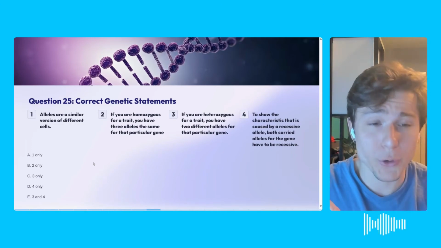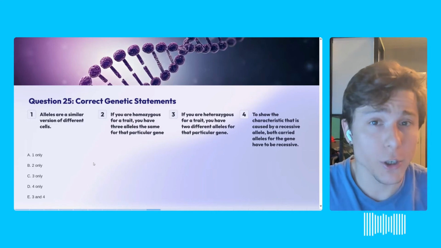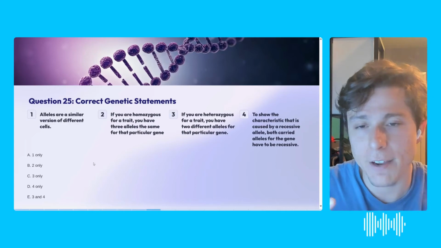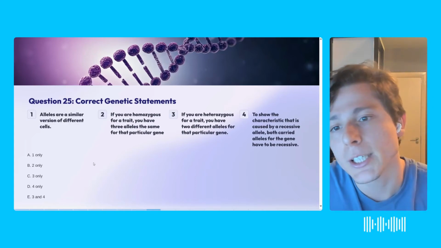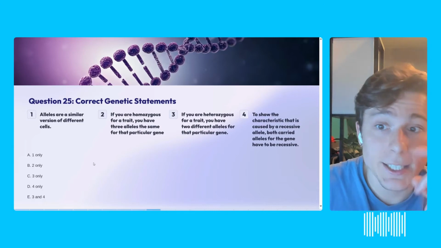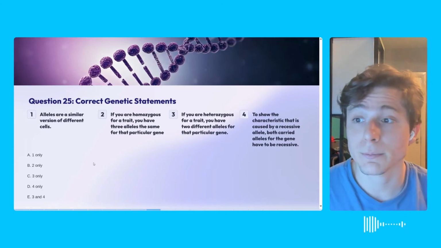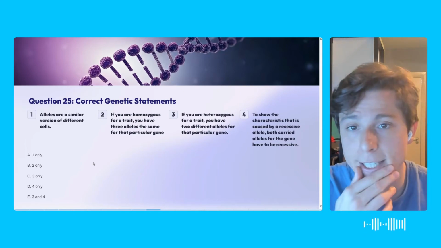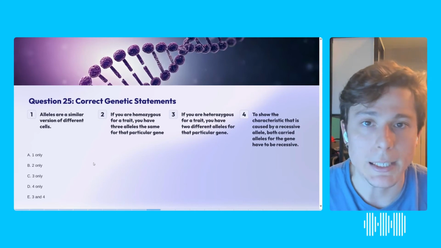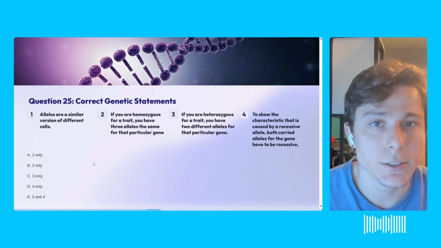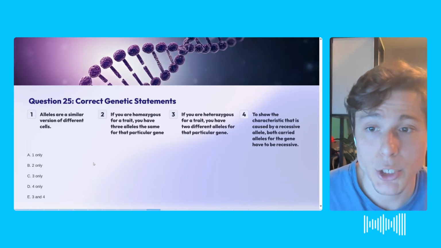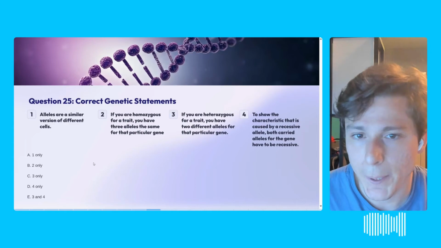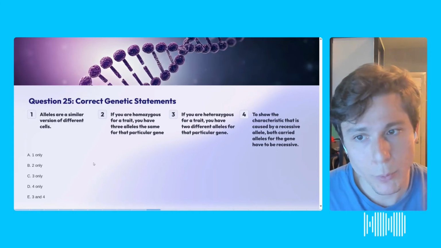It's important to remember that we have genes that determine our characteristics, and these genes can have different ways of expressing themselves, different variations, and these variations we call alleles. These alleles usually come in pairs, so we can have two different alleles, but some characteristics can result from 3 or 4 or 5 different alleles. Like for example blood type, it's determined by 4 different alleles. So statement 1, nope.